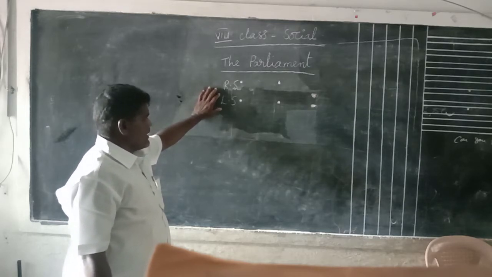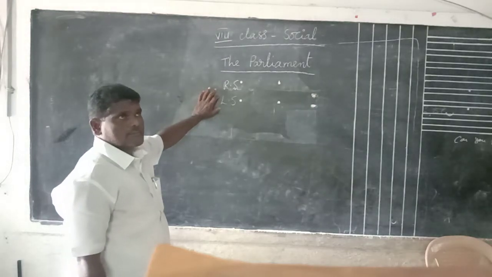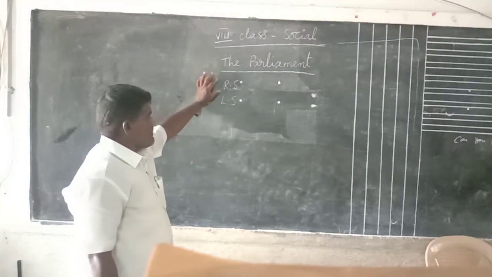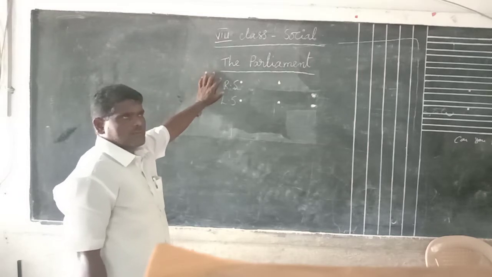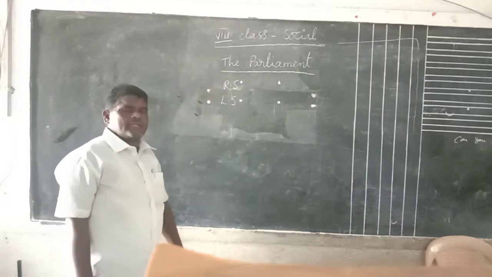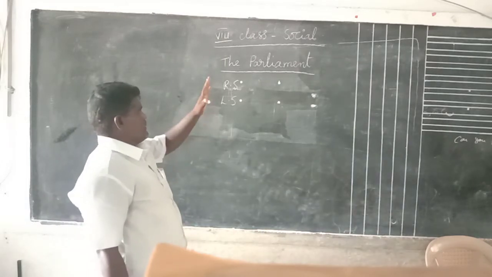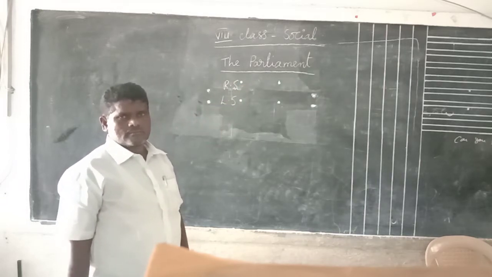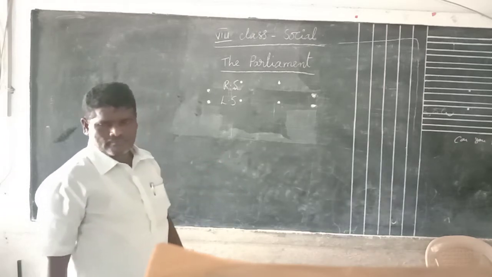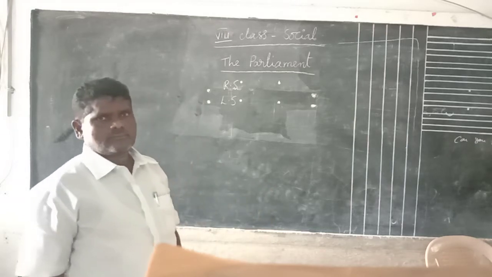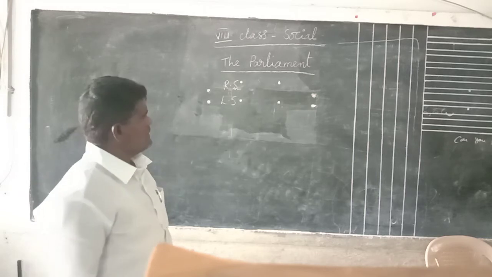Lok Sabha is the lower house. Rajya Sabha is the upper house. Rajya Sabha is the house of the states, I mean, the representation of the states. Rajya Sabha members are elected by the state legislature members. They come in the house of the states.